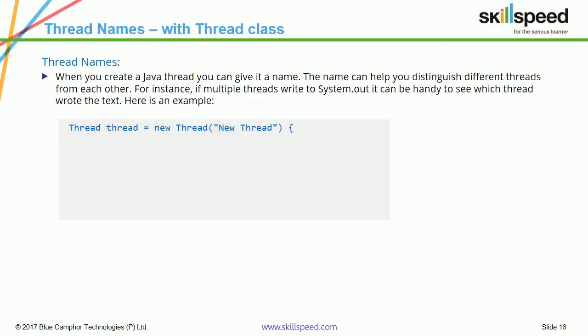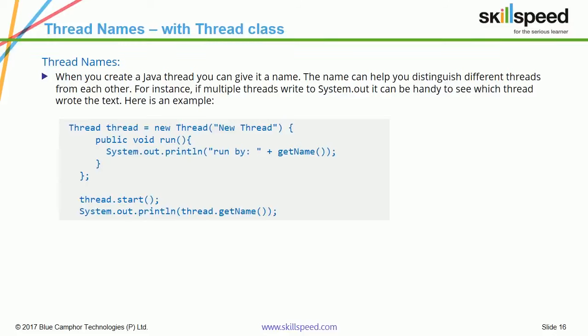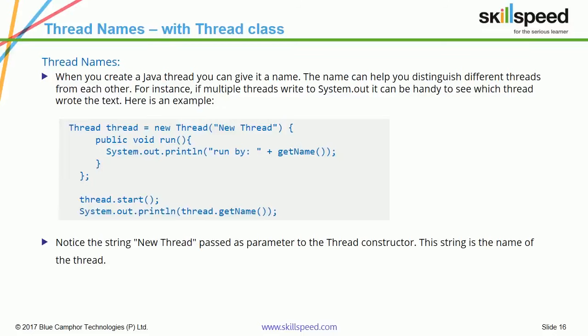Here is an example. Thread thread = new Thread("New Thread") { public void run() { System.out.println("run by: " + getName()); } }; thread.start(); System.out.println(thread.getName()); Notice the string "New Thread" passed as a parameter to the Thread constructor. This string is the name of the thread. The name can be obtained via the thread's getName method. You can also pass a name to a thread when using a Runnable implementation.